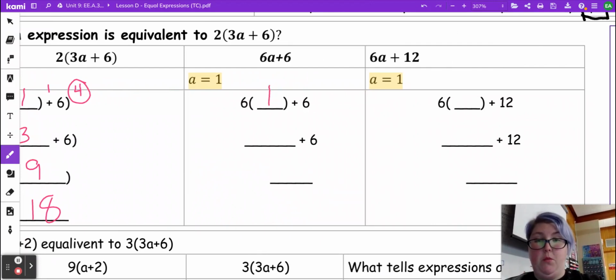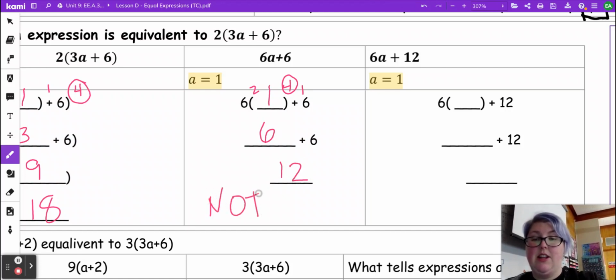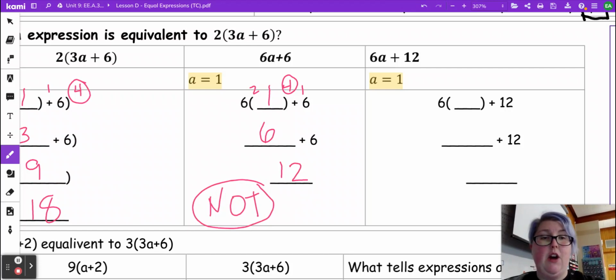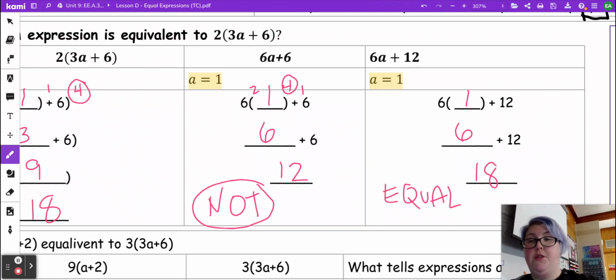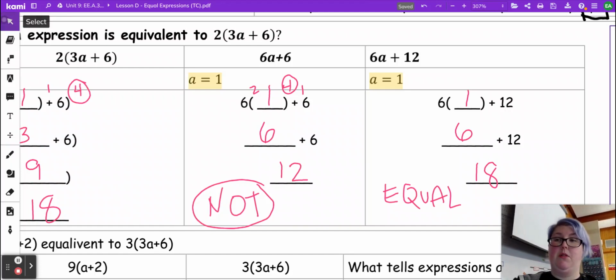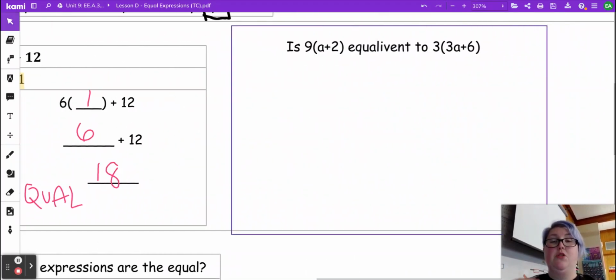So we are going to substitute in 1. We've got our level 2, our level 4, and our level 1. So the level 4 and the level 2 mean that we're going to do the multiplication. 6 times 1 is 6. 6 plus 6 is 12. It is not an equal expression. However, let's check our second option. So 6 times 1 is 6. 6 plus 12 is 18. They are indeed equal expressions, with 2 times the quantity 3A plus 6 and 6A plus 12 being equal. They are equivalent.